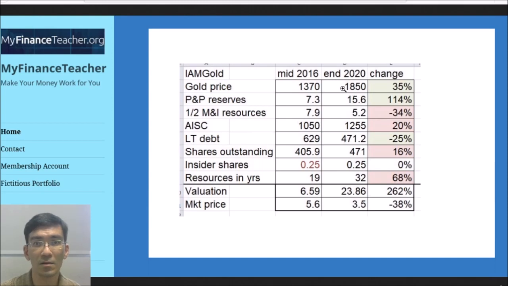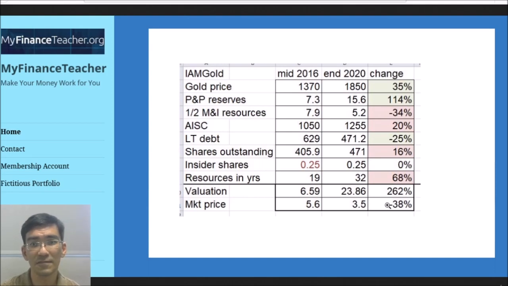Still, with a much higher gold price, the valuation predicted by the model should be somewhere above $23 by the end of 2020. That is basically the value of the resources in the ground after all the costs, whereas the valuation predicted by the model back for mid-2016 was somewhere around $6.6. The market price at the end of 2020 is somewhere around $3.5, which is quite far below the valuation based on this model, whereas the market price back in mid-2016 was much closer to the model valuation at $5.6. So while the valuation has actually improved by 262%, the market price has actually dropped by 38%.